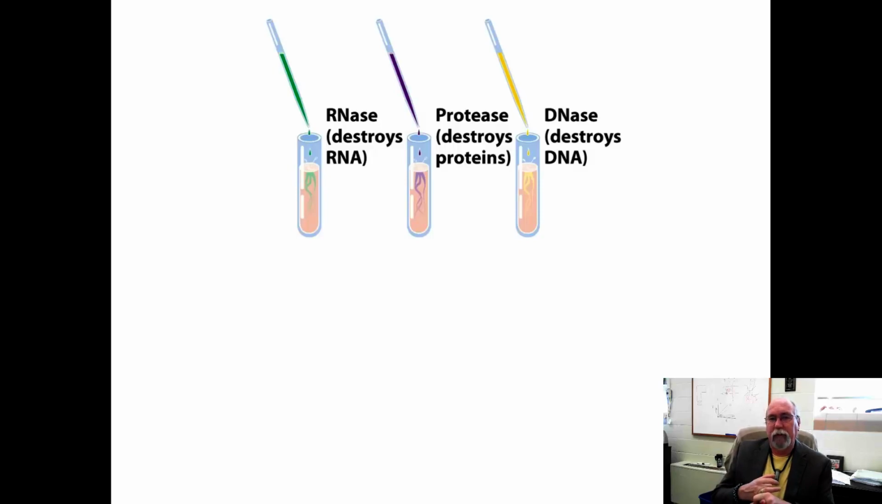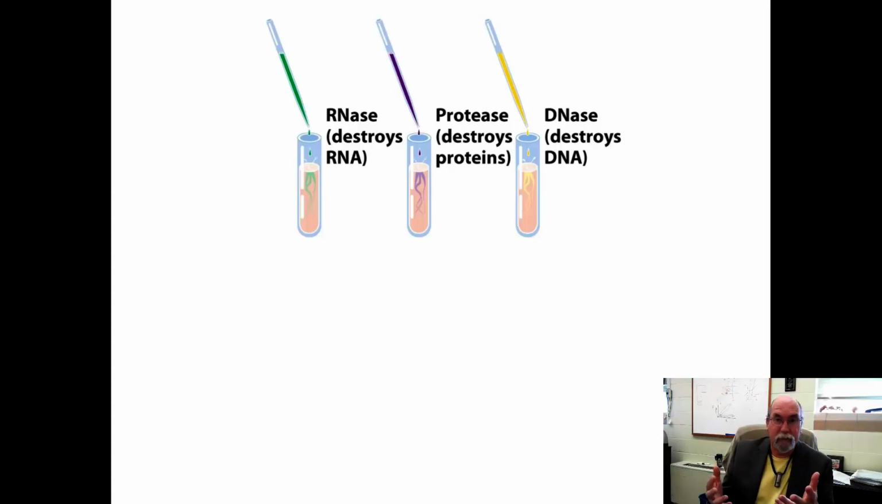RNase had been isolated and purified, so RNase selectively destroys RNA. Proteinase had been isolated, and proteinase selectively destroys proteins, right? So you can get rid of the proteins without killing the RNA. Then also by that time, DNase had been discovered and isolated, and they had access to it. DNase selectively destroys DNA without going after RNA or without going after proteins.